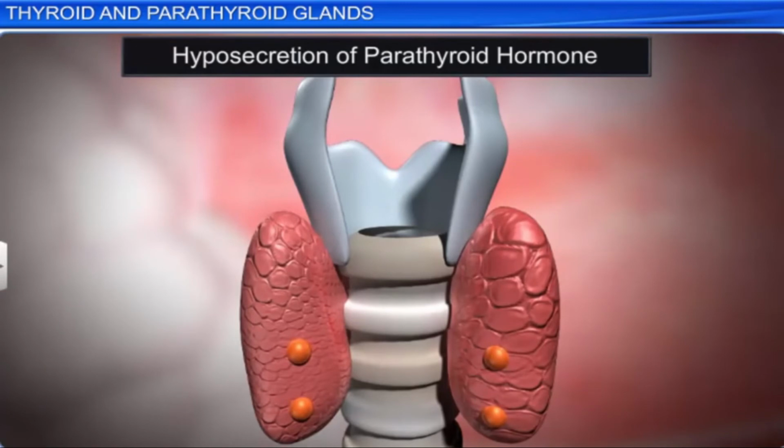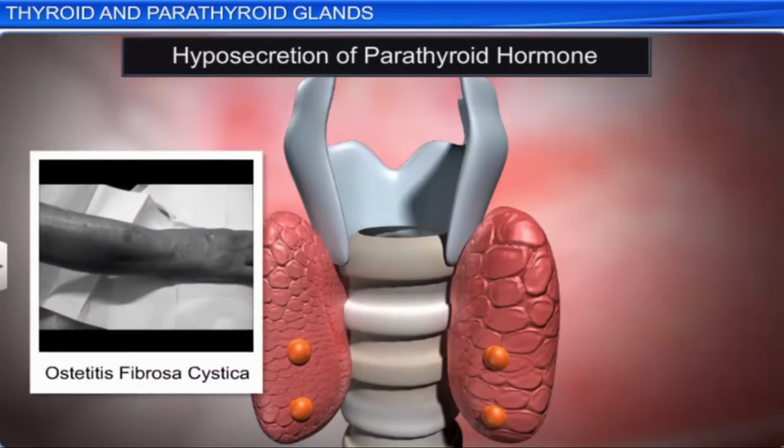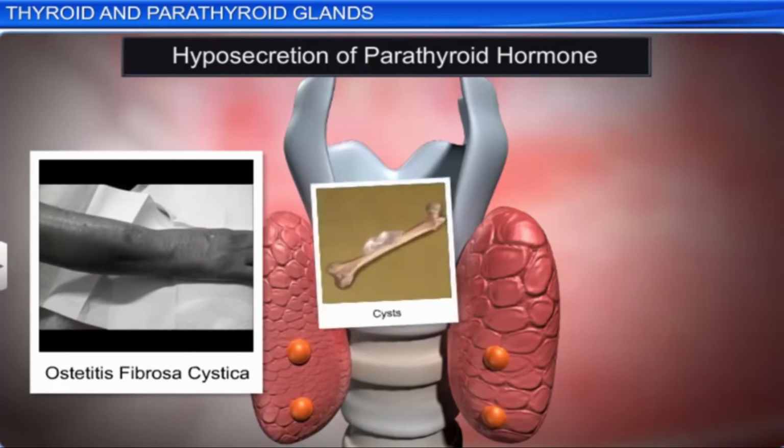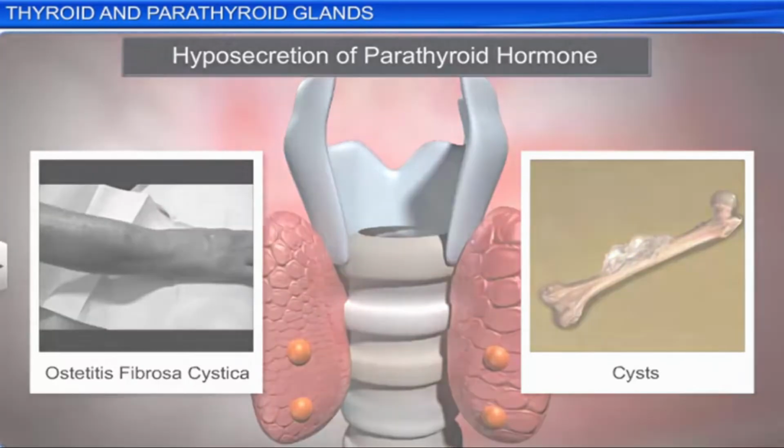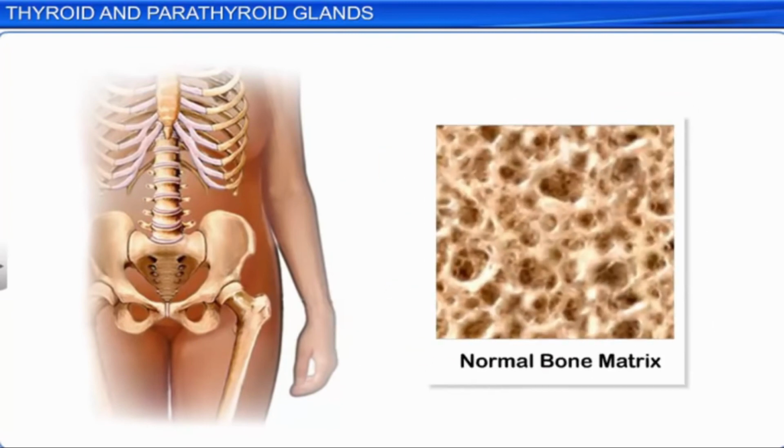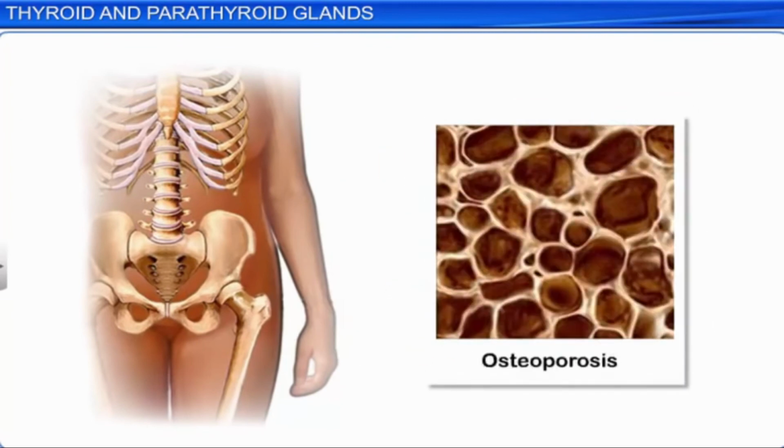On the other hand, hypersecretion of the parathyroid hormone causes a skeletal disorder called osteitis fibrosa cystica. This disorder replaces normal bones with cysts and fibrous tissues. And it causes the destruction of bones, also known as osteoporosis.